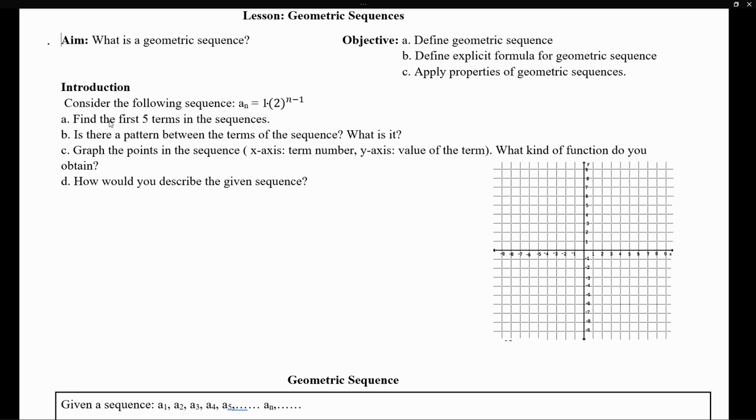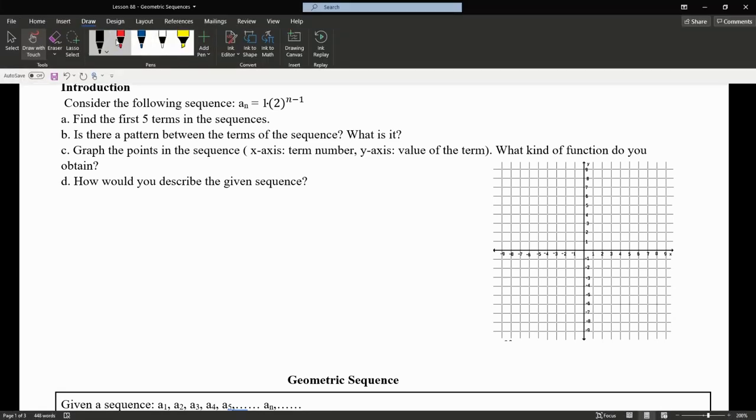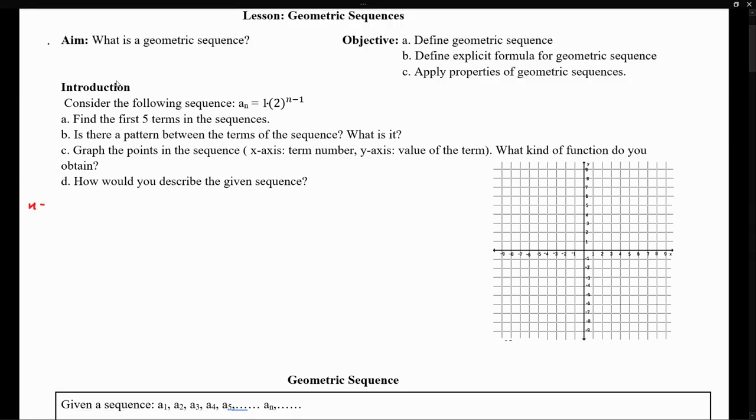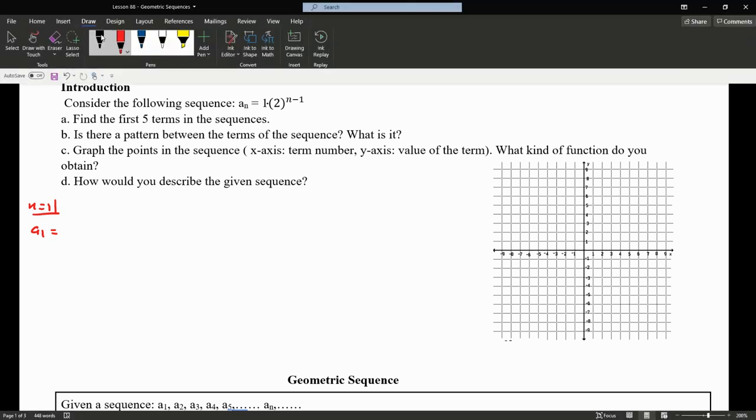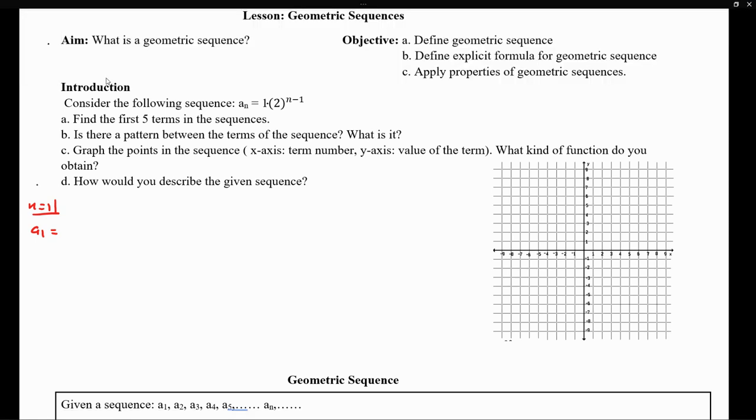Well, since this sequence is explicit, all we've got to do is plug in values of n so we can obtain our terms. If we let n equal 1, we get the value of the first term. So we have 1 over 2, 1 minus 1, because all we did was substitute n equal to 1. Now this is 2 to the 0, times 1, which is just 1.